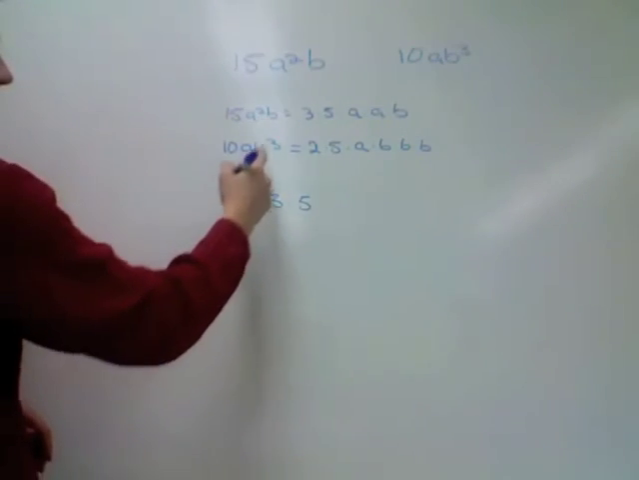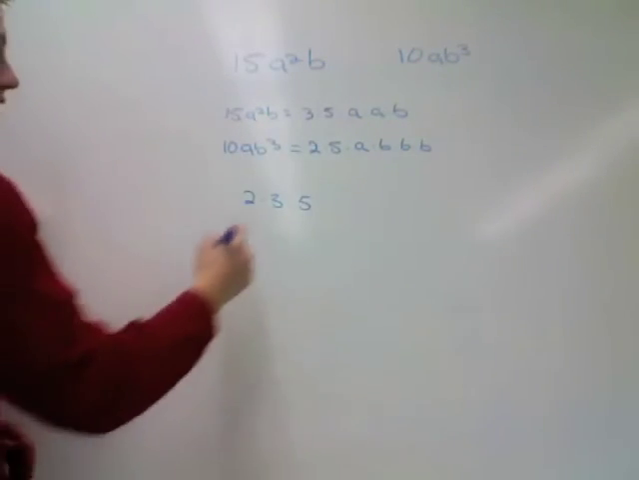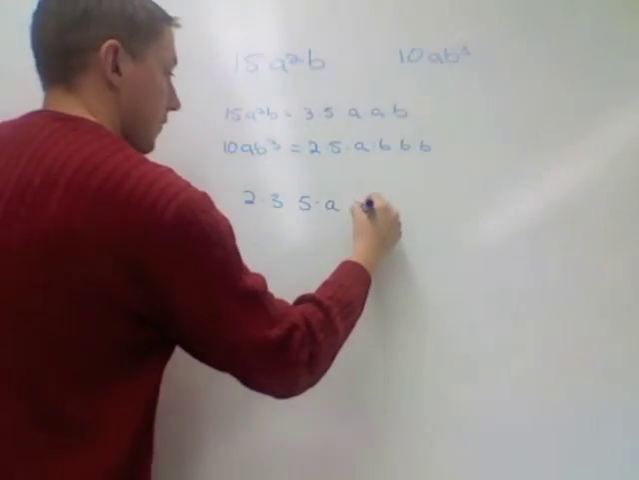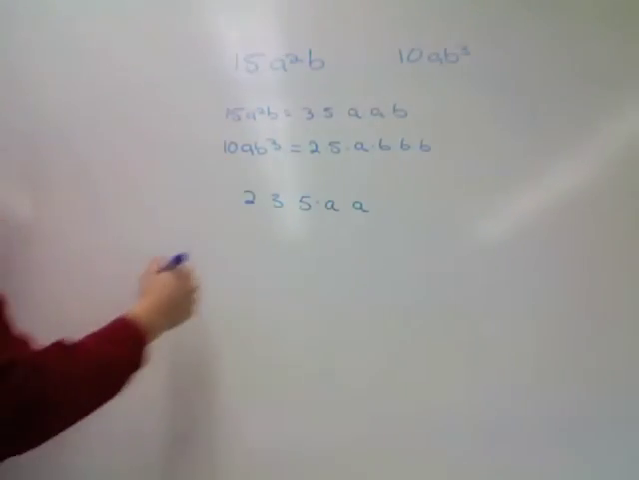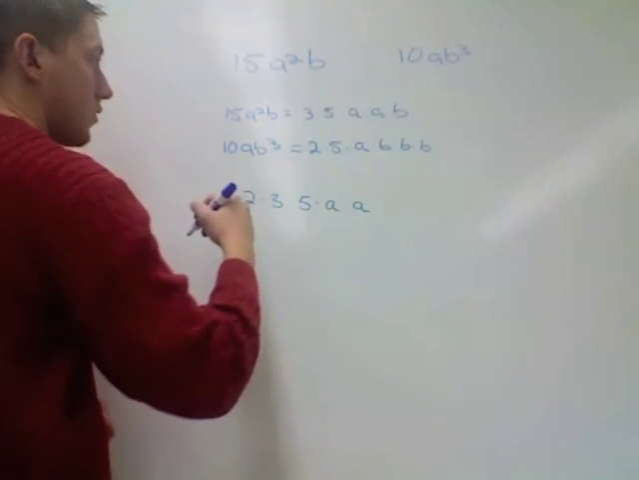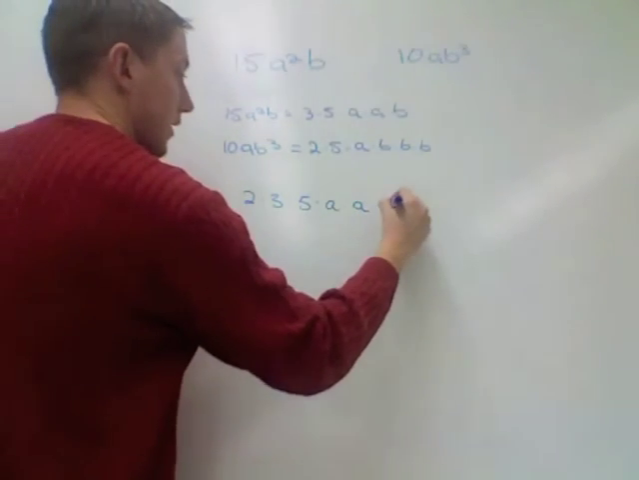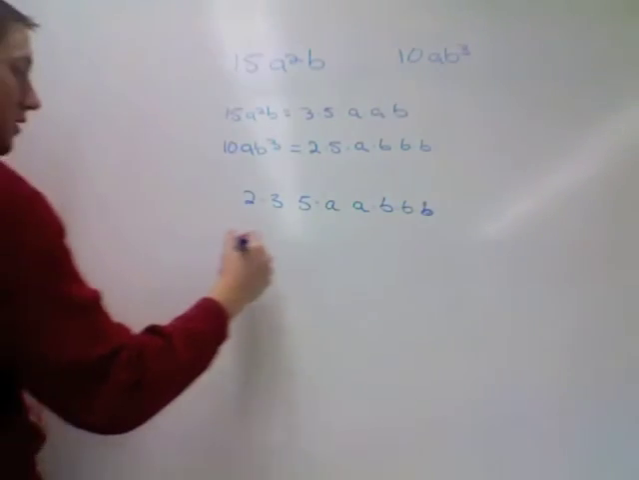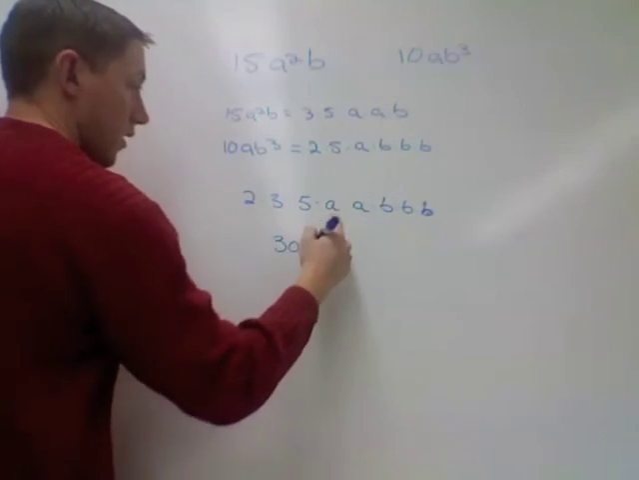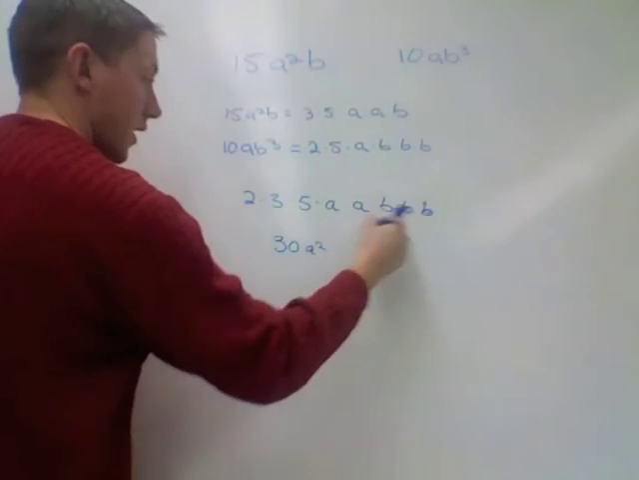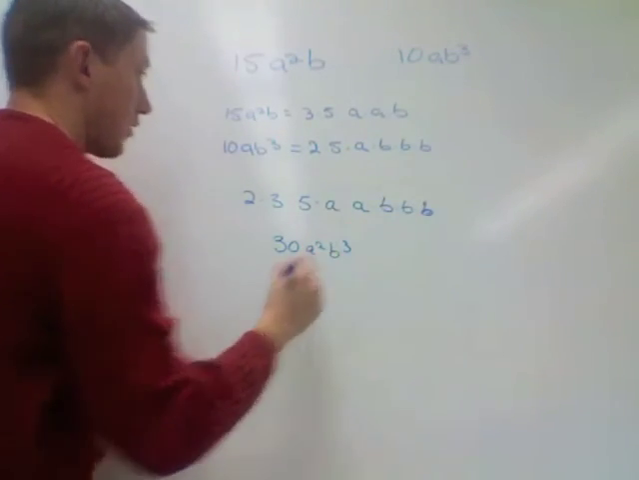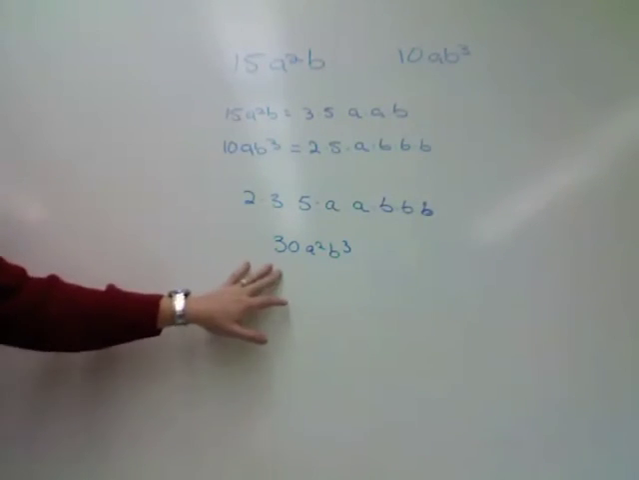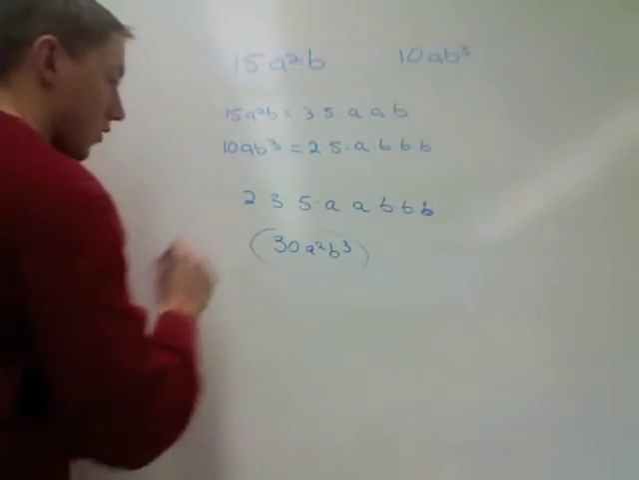Then we're going to see that both expressions have a in there, so 15a squared b has 2 a's, so we'll put 2 a's in there. And then 10ab to the third has 3 b's, and 15a squared b has only 1 b, so we'll put 3 b's in there. So when we multiply this out, 2 times 3 is 6, 6 times 5 is 30. We have 2 a's, so a squared, and then 3 b's, b to the third. So the least common multiple of 15a squared b and 10ab to the third is 30a squared b to the third.